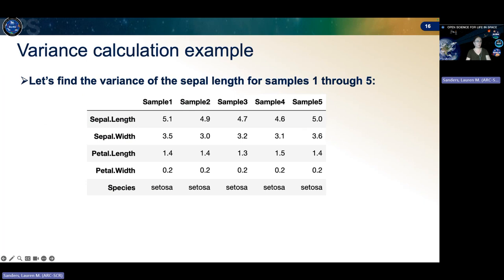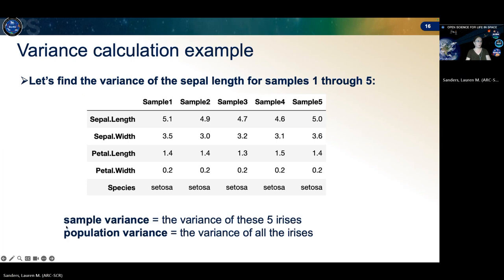So if we wanted to find the variance of the sepal length for samples 1 through 5, the sample variance here would be the variance of these 5 irises, whereas the population variance would be the variance of all the irises in the world.